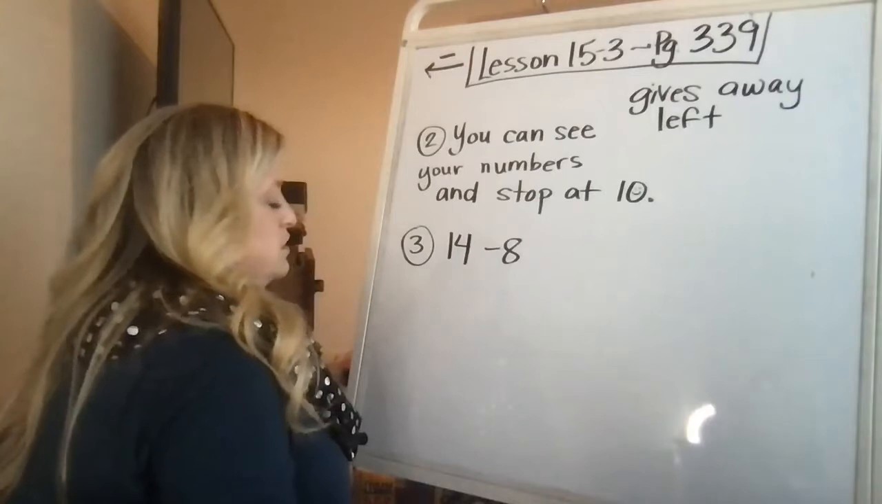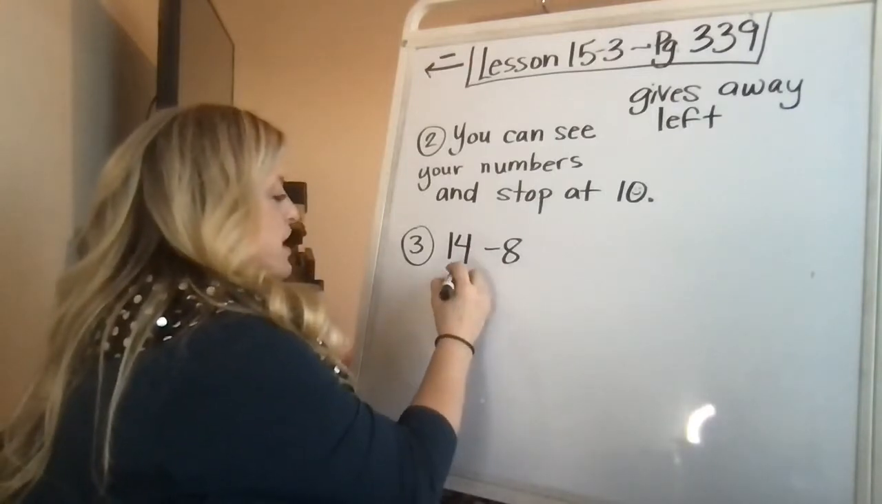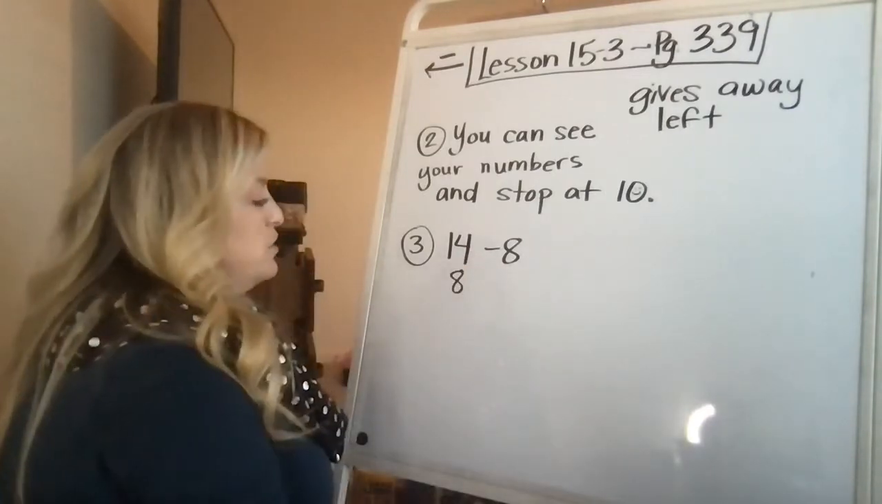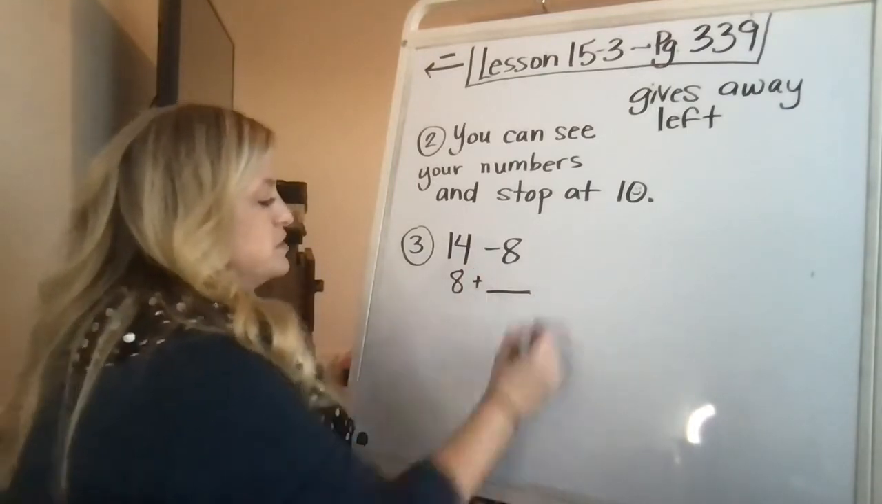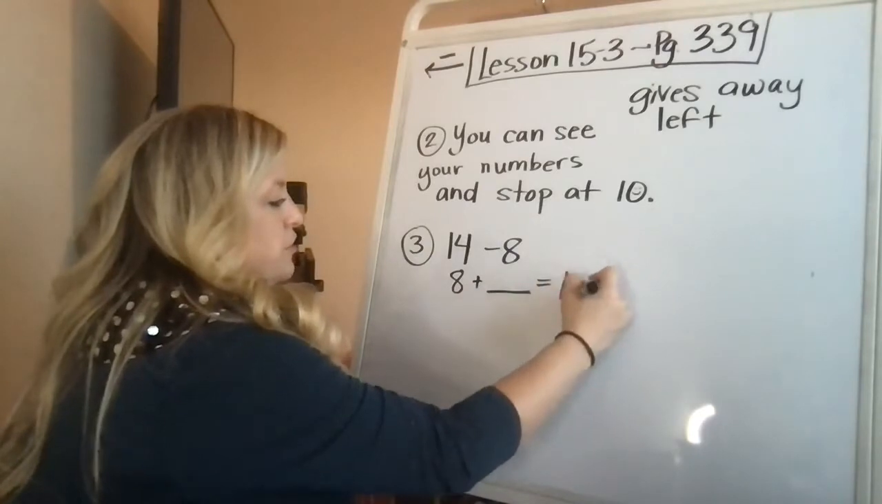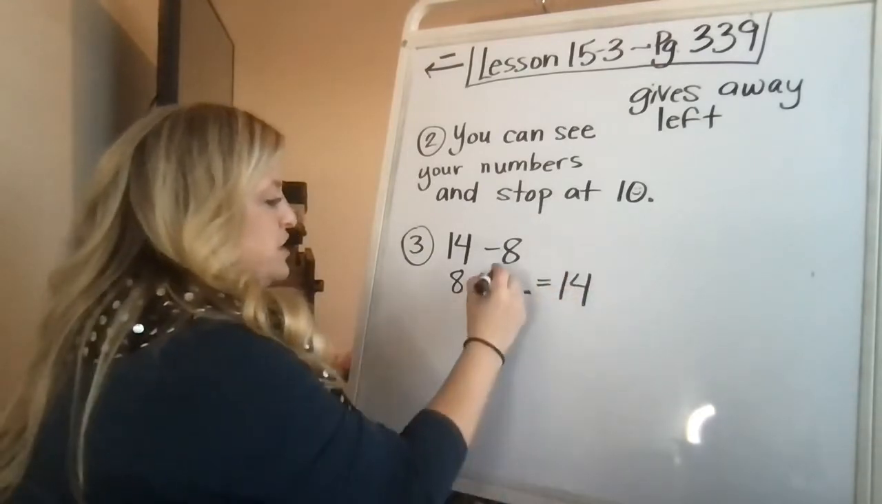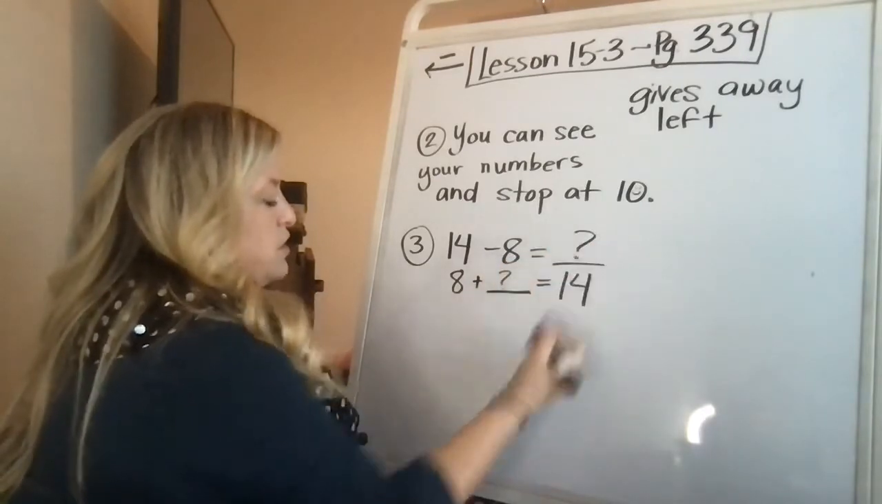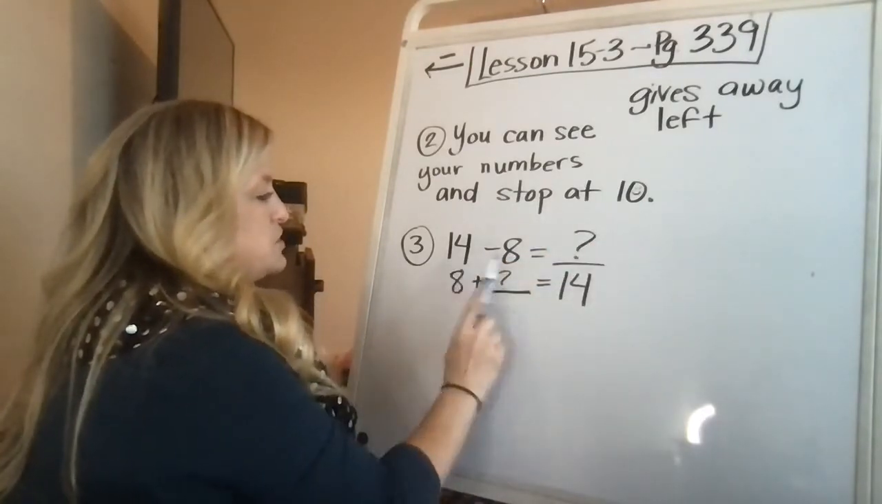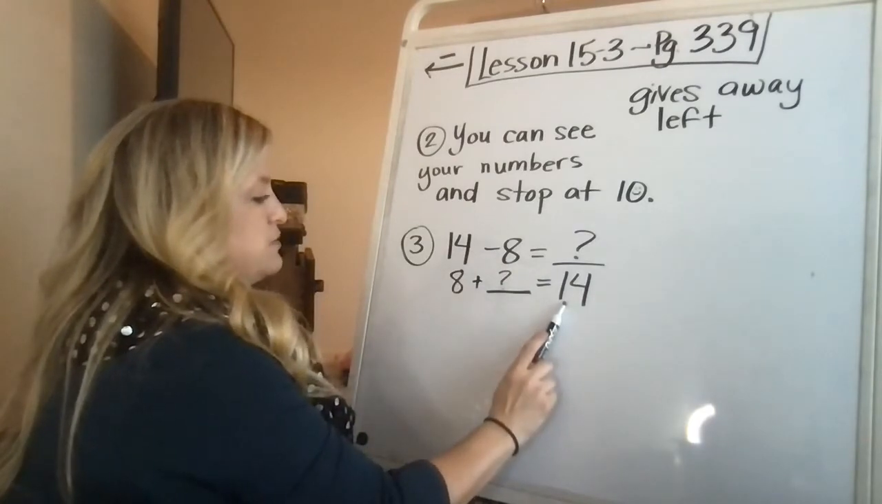So I'm going to switch 14 minus 8 into an addition problem. So I have 8. That's the number I do know, if you remember. I'm adding in, I don't know how many jumps to get to 14. So here's the unknown number, and here's the unknown number. If you notice, subtraction starts with the biggest number, addition ends with the biggest number.